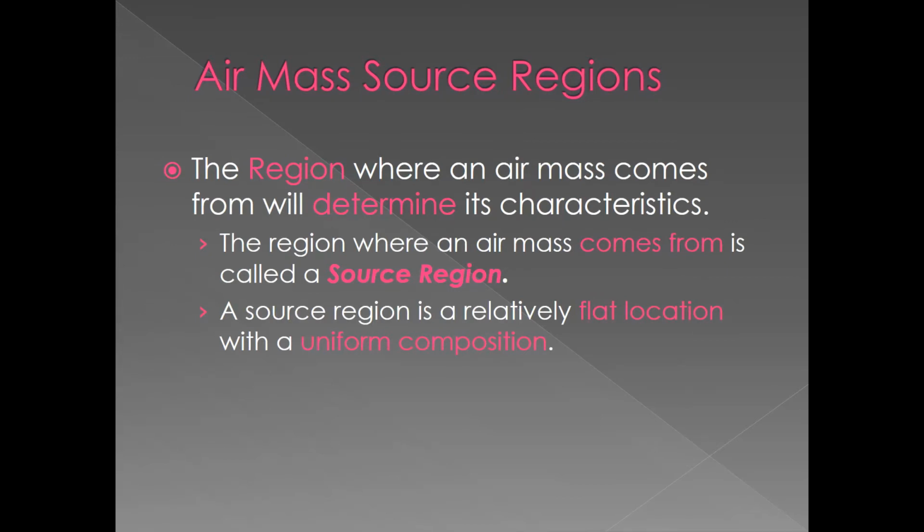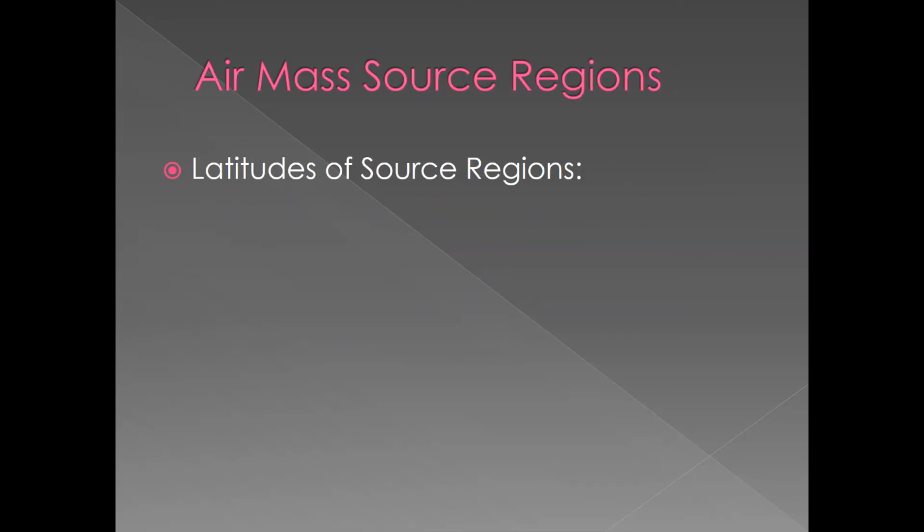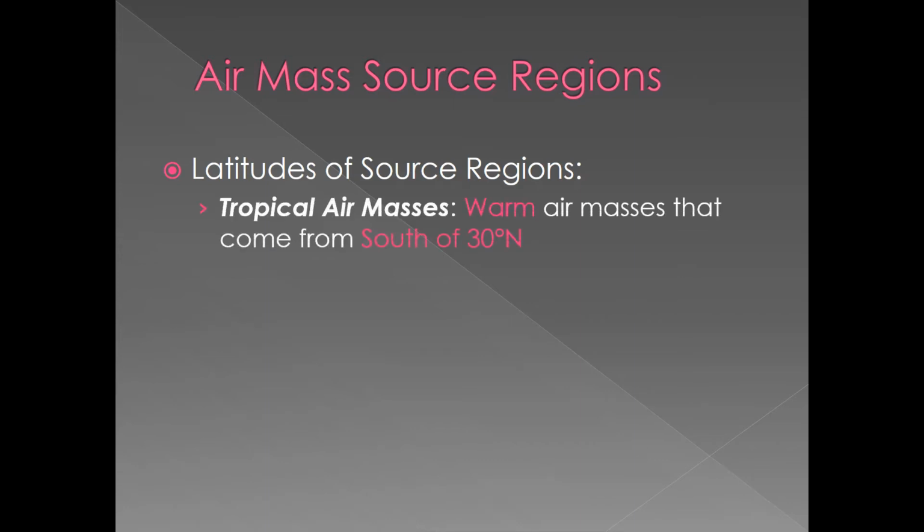If the air mass forms over the desert, it's going to be a very dry air mass, and so on. So let's talk a little bit about each of these source regions. First, let's talk about the latitudes of these source regions. Now, the latitudes determine whether the air mass is going to be a warm air mass or a cold air mass. And there are three main latitudes that we're interested in.